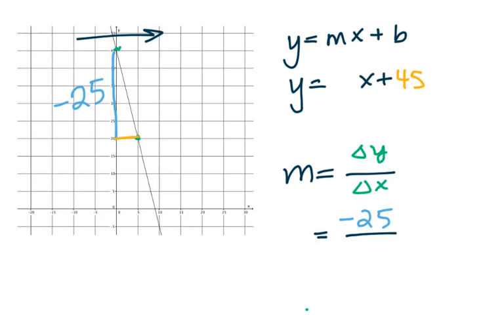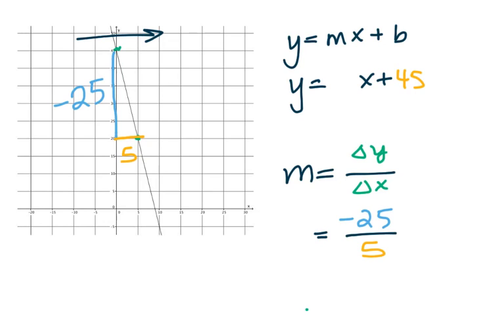From here, I'm going to look at the x, and I notice that I went to the right, so that's positive 5, so 1 block, which is 5. And so that's my change in x. So this is another way to understand what slope means rather than just plugging into a formula.